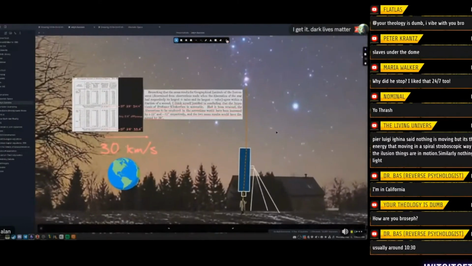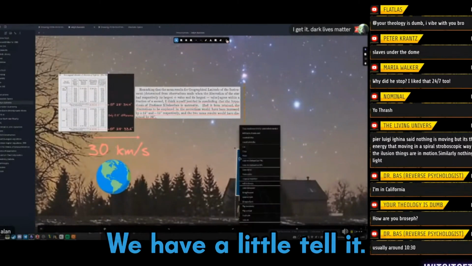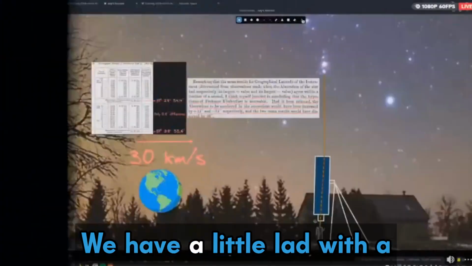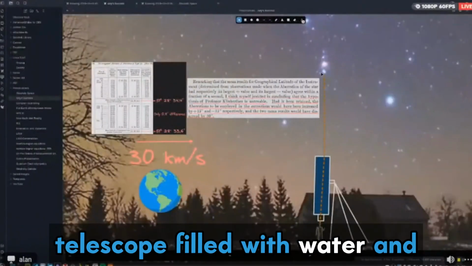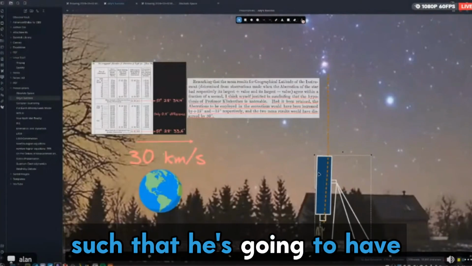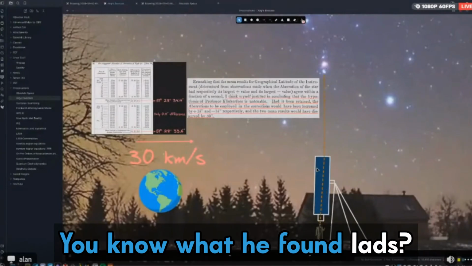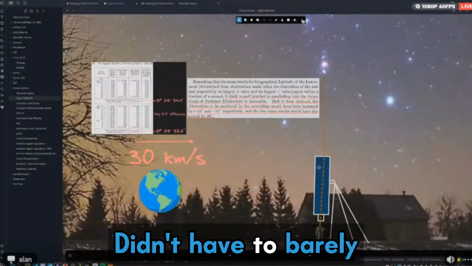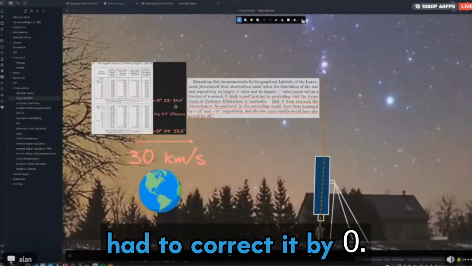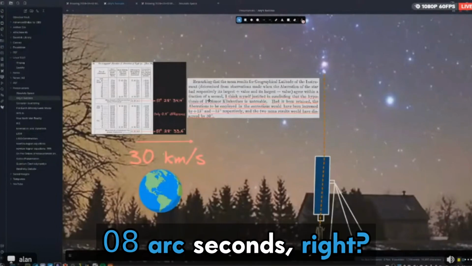Yeah, and they've always known. So here we're looking at Airy's failure. We have a little lad with a telescope filled with water, and this starlight displacement is supposed to be moved such that he's going to have to correct his telescope to get it in there. And you know what he found, lads? Nothing. He barely had to correct it, by 0.08 arc seconds. Yeah, 0.08 arc seconds.